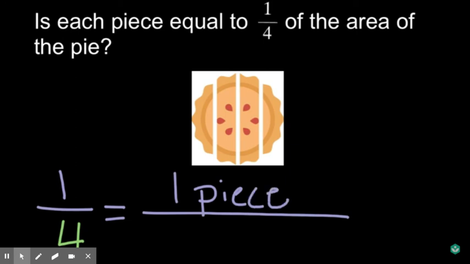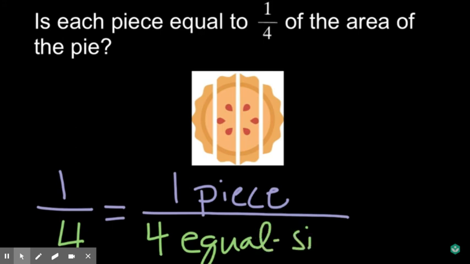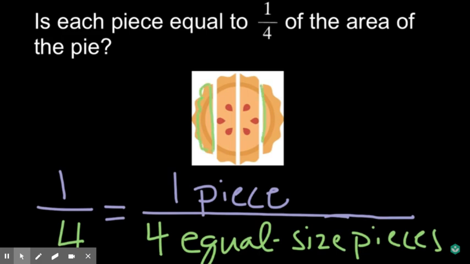And then the 4, when we're talking about fractions, is always talking about the number of equal size pieces. So in this case, 4 equal size pieces. So the question is, is each piece one of 4 equal size pieces? Let's look at the pie. I think it's pretty clear that these pieces on the end are not equal. They are smaller than the 2 pieces in the middle. If you love cherry pie, you are not happy about getting this end piece because it is smaller. It is not an equal size piece.